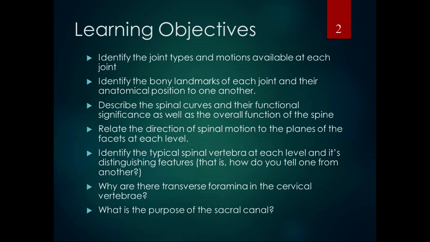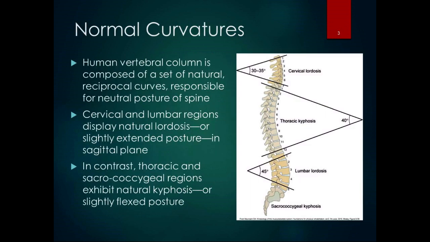In other words, how do you tell a lumbar from a cervical, or a thoracic from a cervical, or a thoracic from a lumbar? So I want you to know what the transverse foramina in the cervical vertebrae are and why they're there. Why do we have those in the cervical vertebrae but no place else? And what is the purpose of the sacral canal? So basically, we're going to talk about a typical vertebra from each area, and then about the special stuff. And I want you to be able to identify the special stuff.